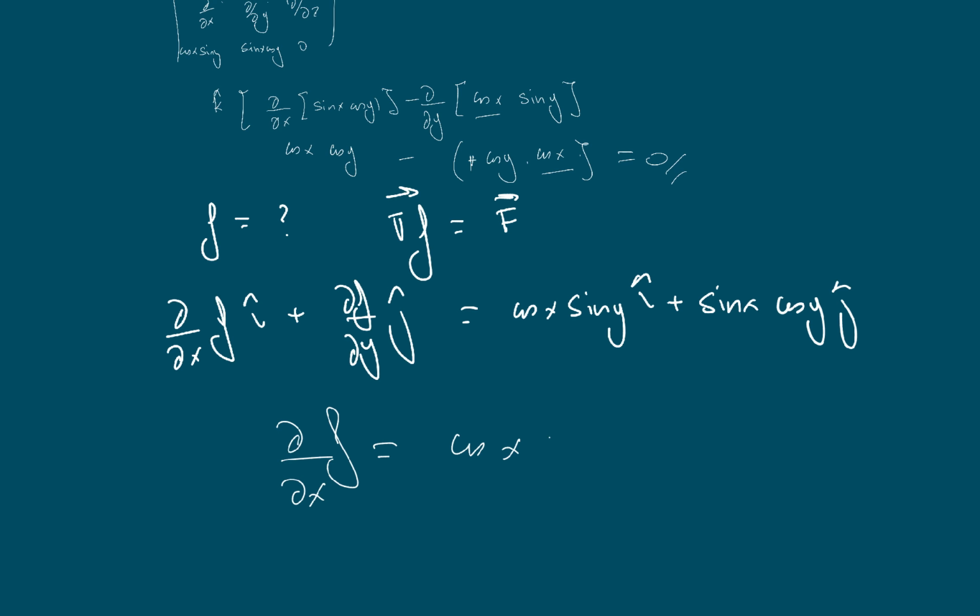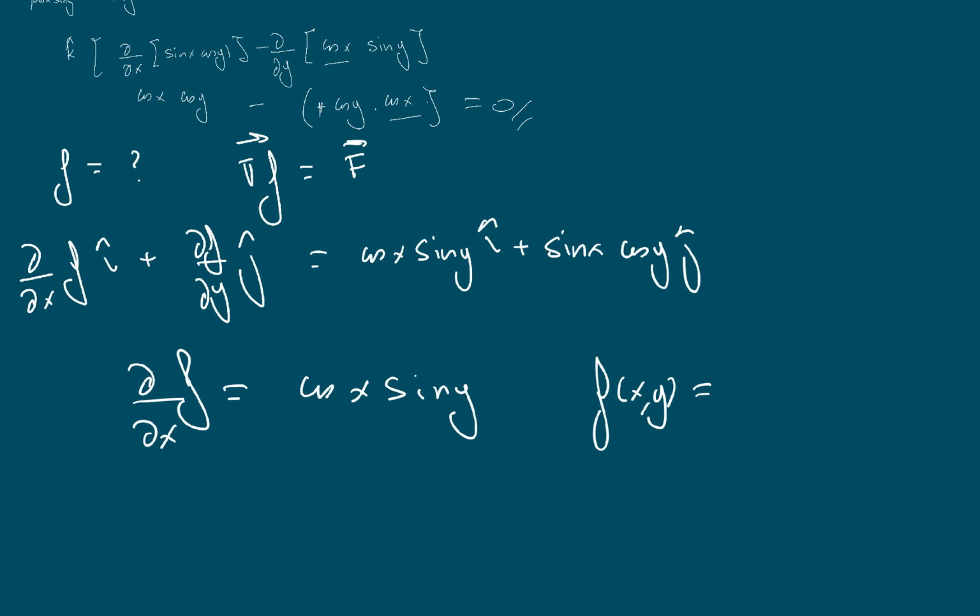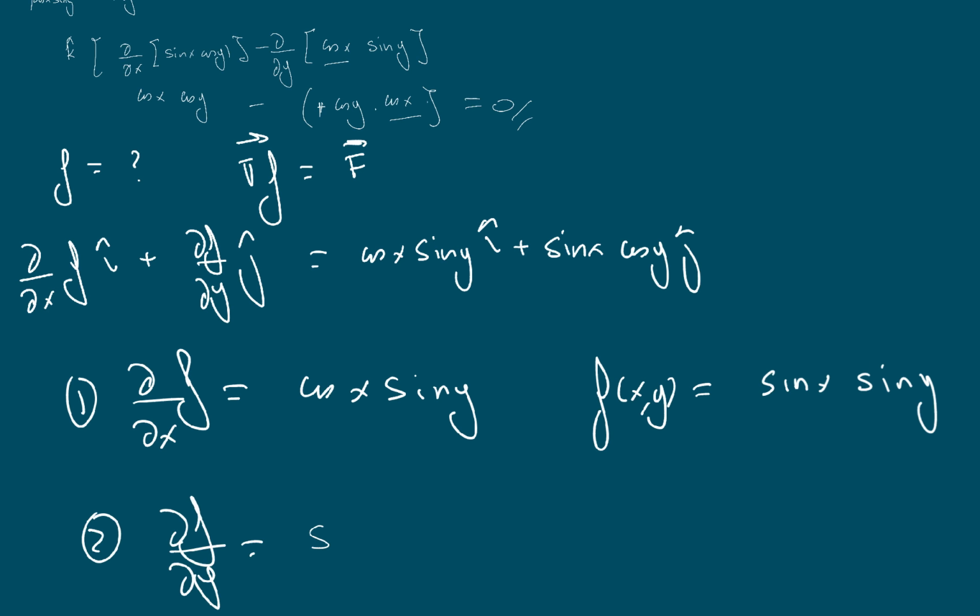Who is f whose derivative with respect to x is cosine of x sine of y? Well, I would say that f of x, y should be a function whose partial derivative with respect to x should be cosine of x sine of y, so sine of x sine of y will work because now the derivative of sine of x will be cosine of x. Perfect. Now the second condition should be that the partial derivative of f with respect to y is sine of x cosine of y.